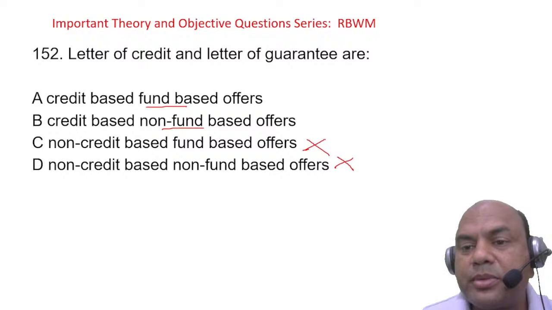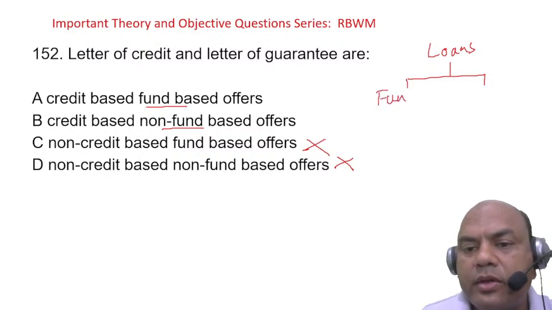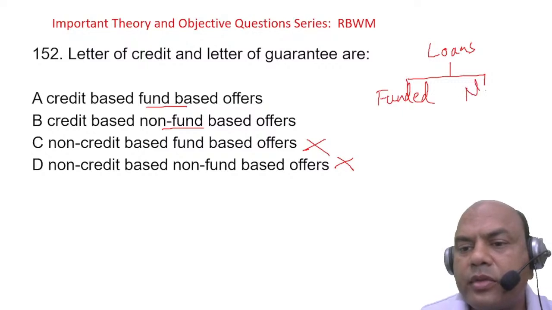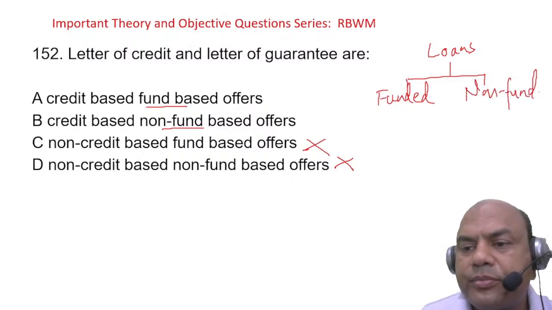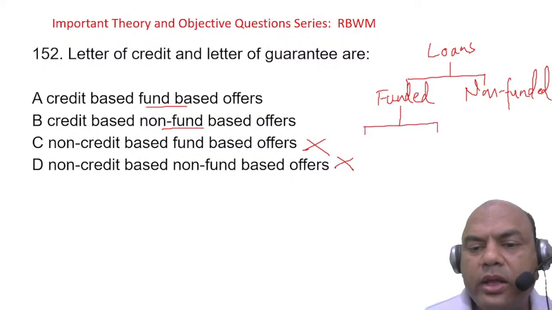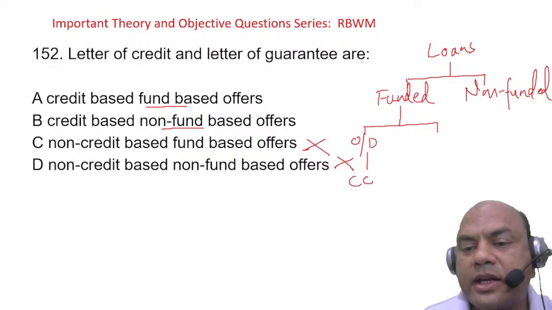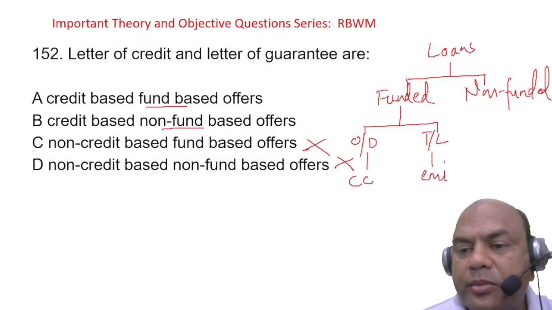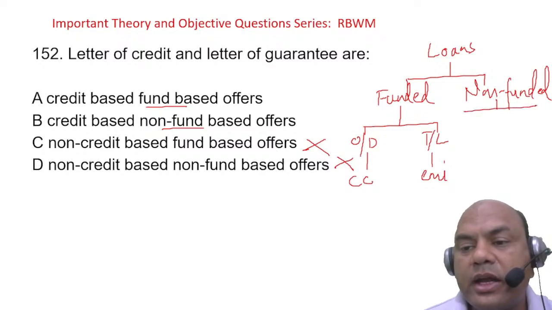Okay, I'll give you a simple difference. Loans are of two types: one is funded, and second is non-funded. Funded again has two types. One is OD, overdraft, which is on demand, and here comes CC, bill financing, everything. The second is term loan, where you have EMIs. And non-fund based means there are many. There comes LC, bank guarantee.